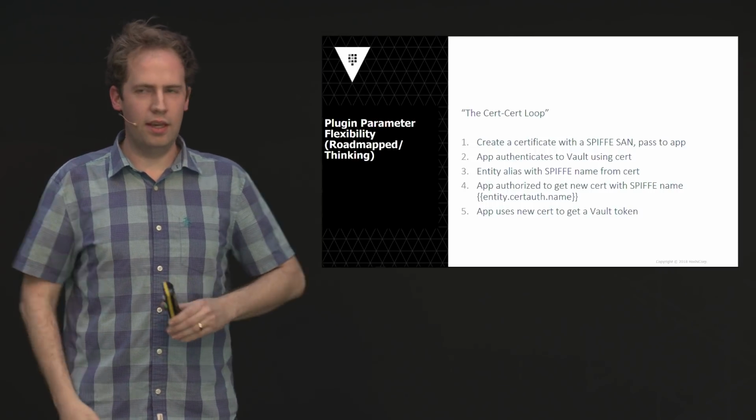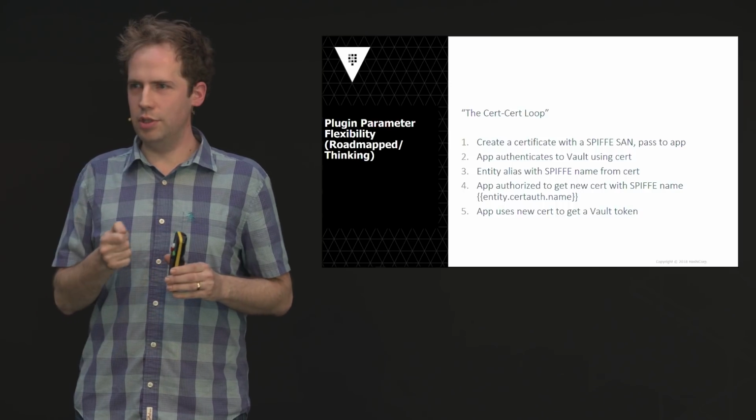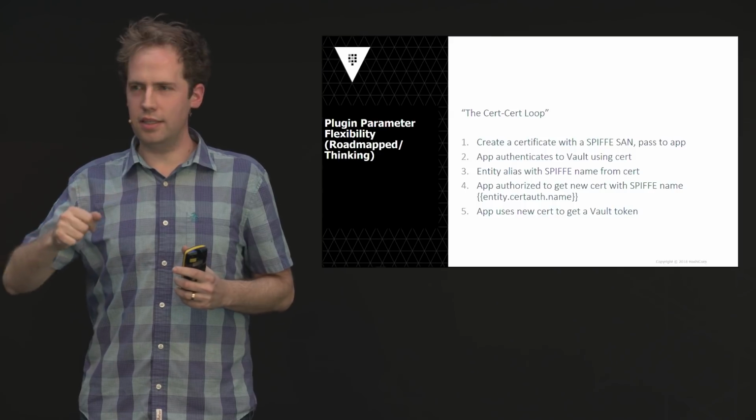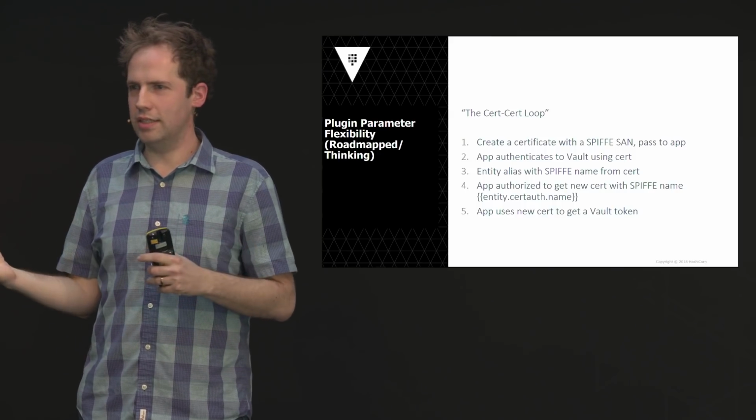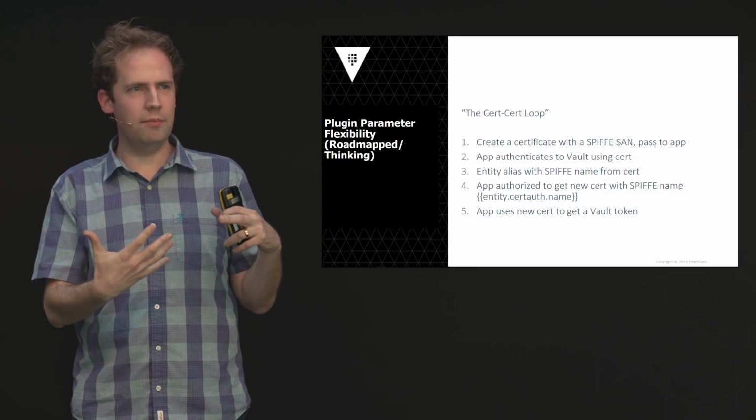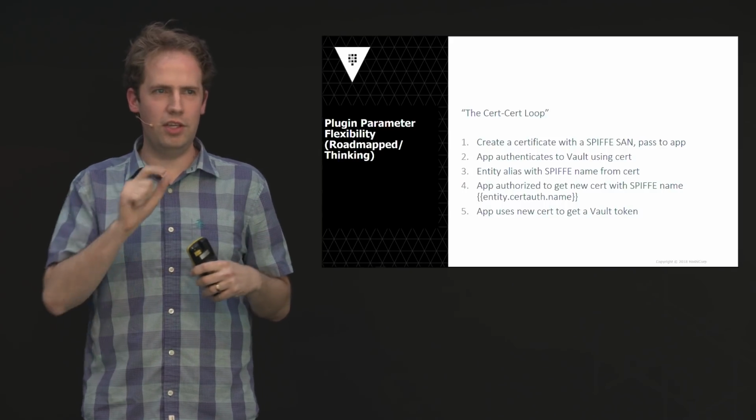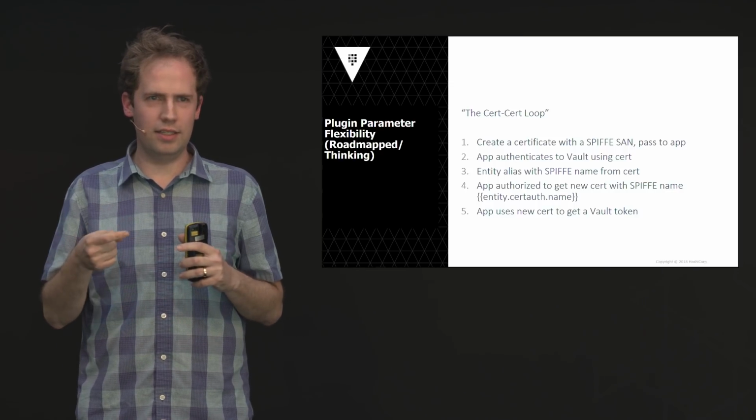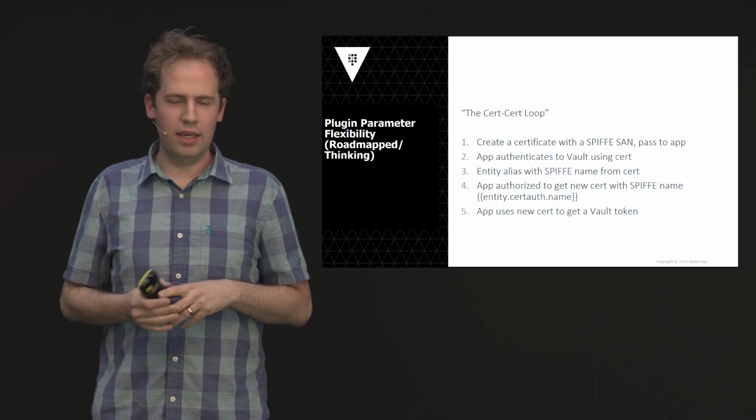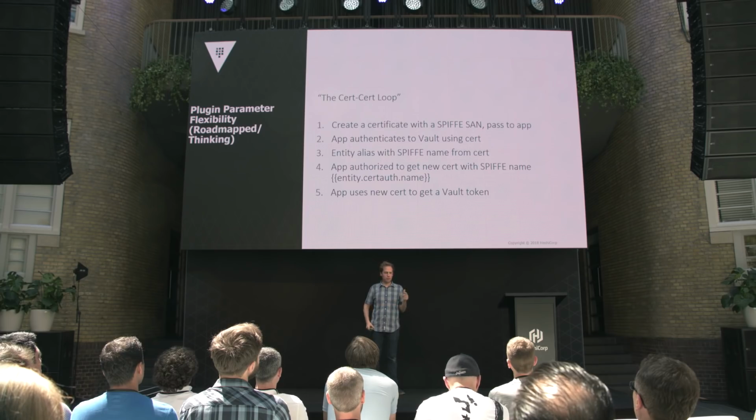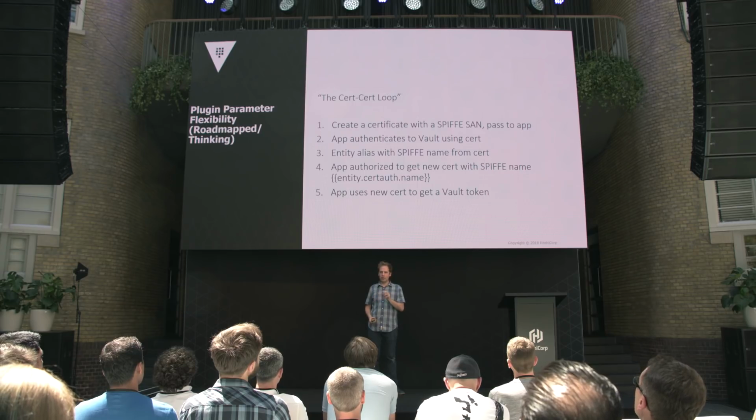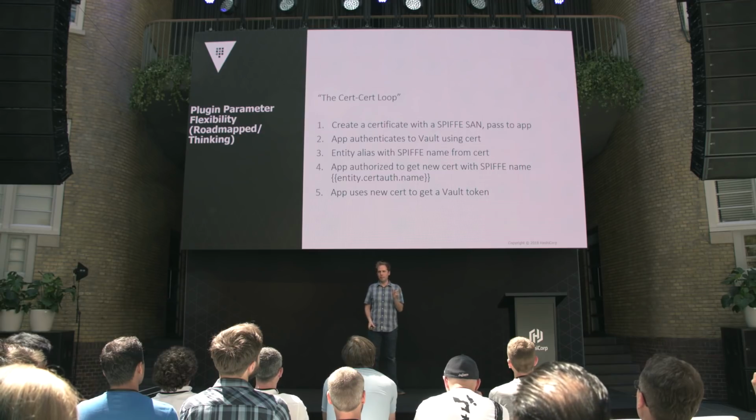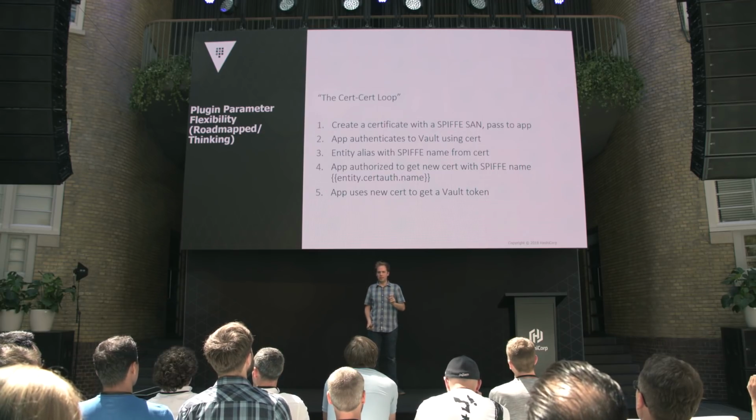You pass it to an application. The application uses that cert to do mutual TLS auth to get a Vault token. Then the auth backend says, I'm going to encode in the alias name for this token in the entity your SPIFFE URI SAN. So now you have a token that has that, and you have a certificate that has that as well. Then you're authorized to go to a PKI backend in Vault and generate new certificates for yourself, as long as the URI SAN is the same as the alias for your entity.